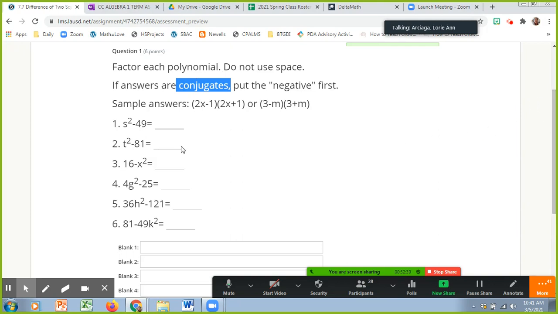Okay, so when you're putting the answer, the negative comes first before the positive. If in the original problem the number is first, like in number 3, then you have to put the number first as well in the answer.